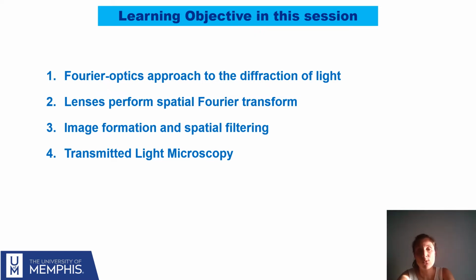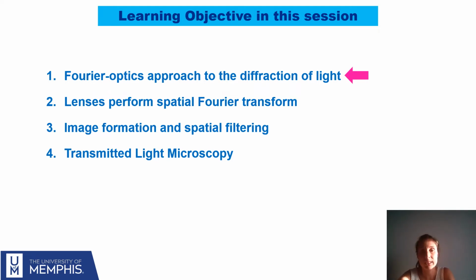We're going to talk about the Fourier optics approach to the propagation of light. We're going to show that lenses are able to perform Fourier transforms. So we don't use lenses only to make images; lenses are able to do a Fourier transform and switch between the space and Fourier domains. We're going to talk about the relationship between the image and spatial filtering, so how we can reduce the spectral bandwidth of an image using filters. And finally, all those concepts are going to be applied to a conventional light microscope.